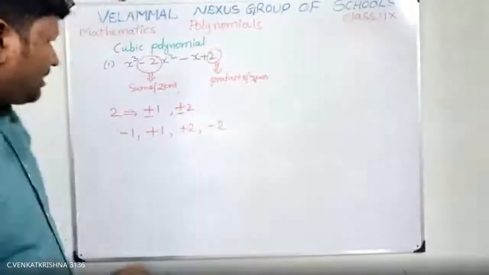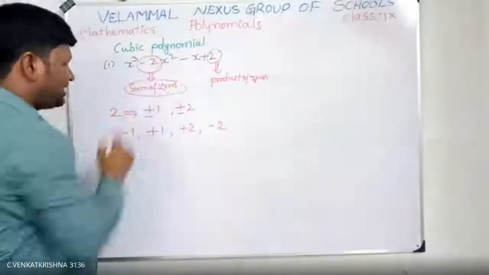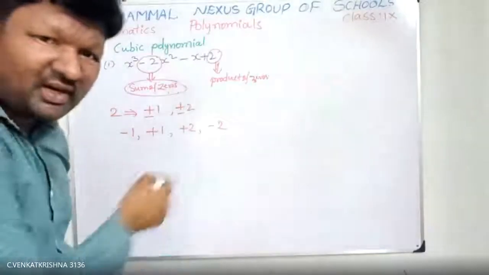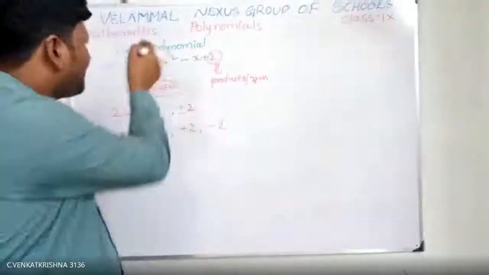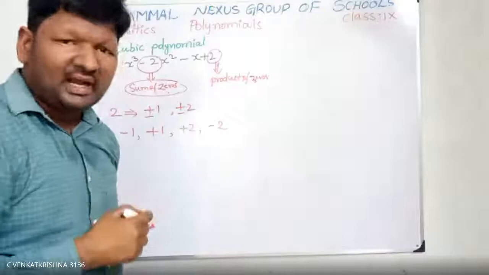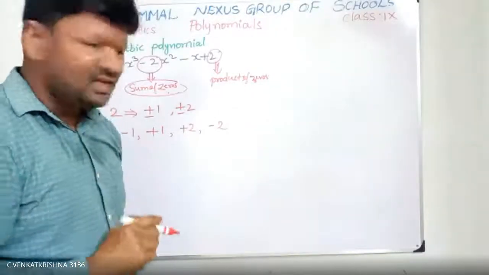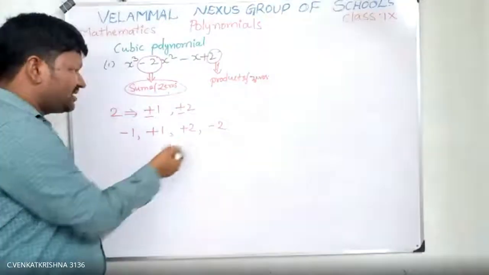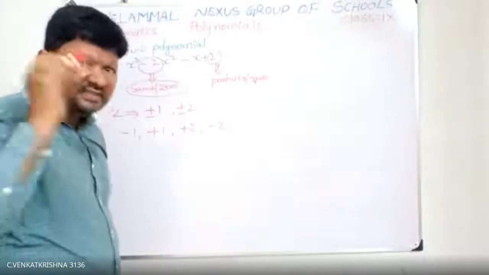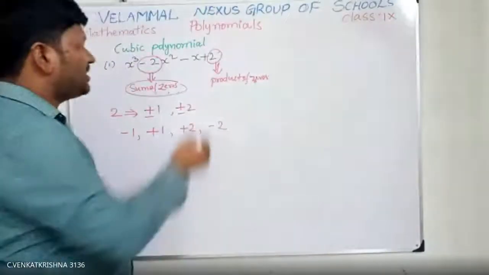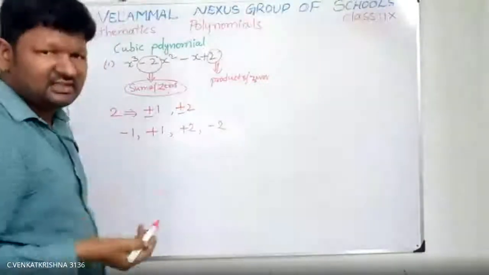Clear? Now, see, sum of zeros is equal to how much? Minus 2. So, in these 4 numbers, we need to select any 3 because it is a cubic polynomial. Cubic polynomial, how many zeros? 3 zeros or 3 factors. So we need to select any 3 numbers, and the 3 numbers sum is minus 2, and the 3 numbers product is 2. Such that we need to select the 3 zeros.